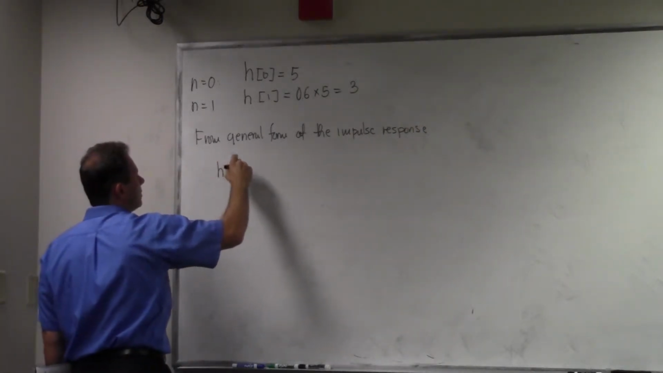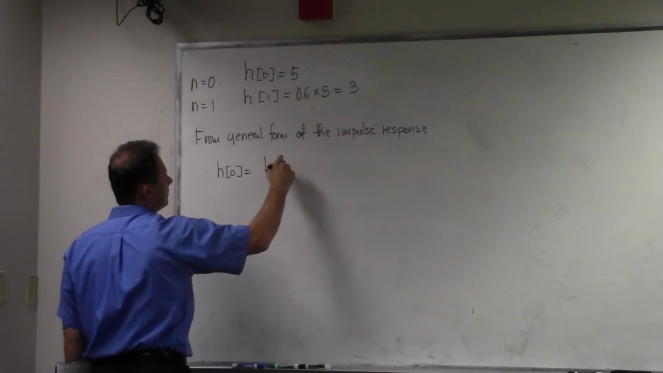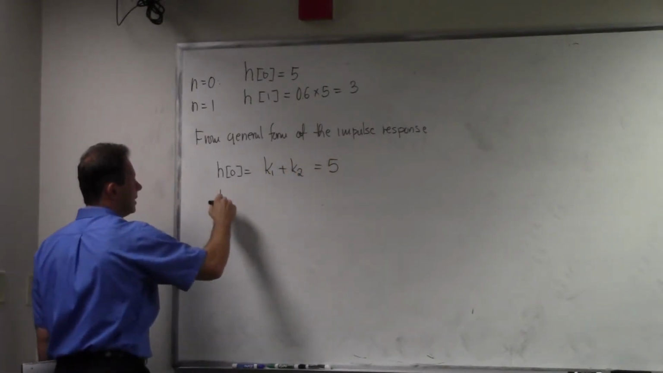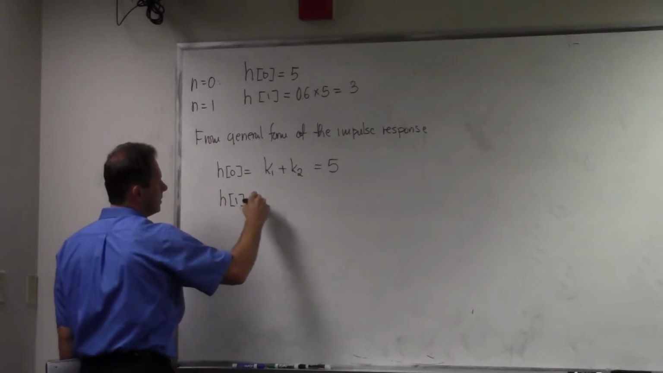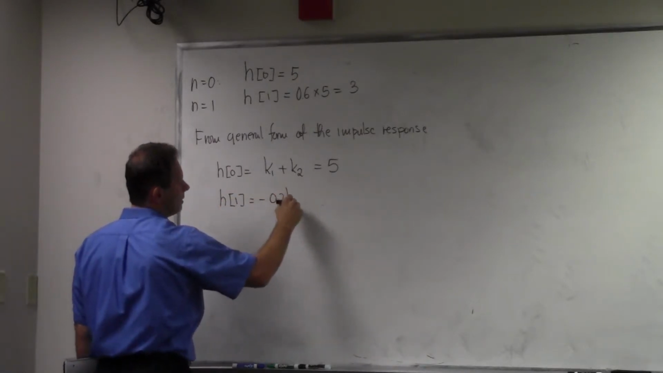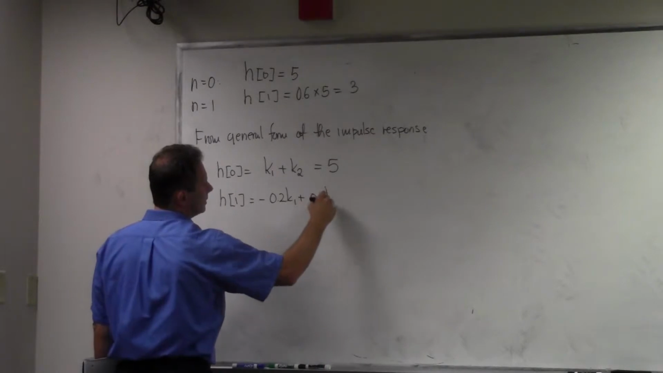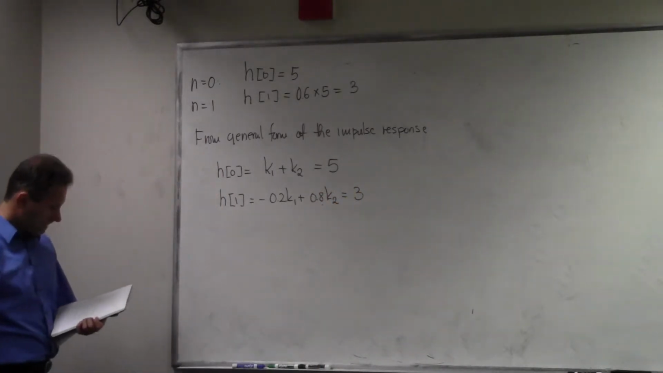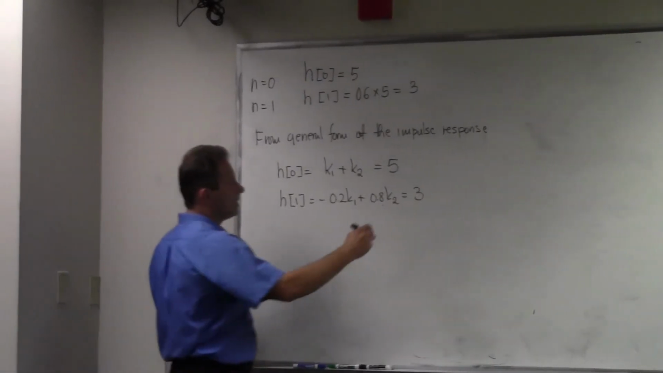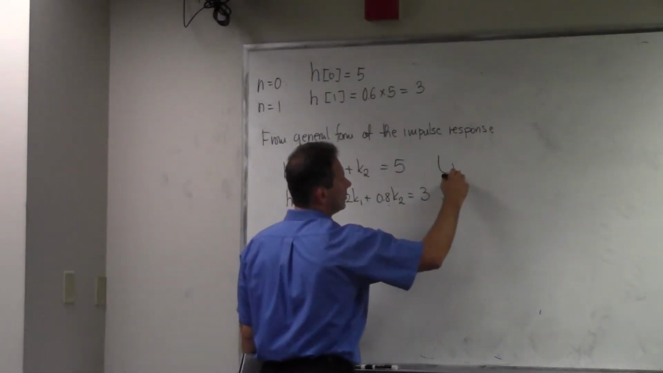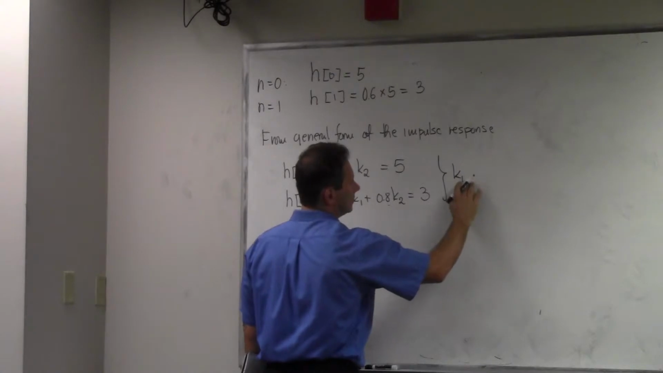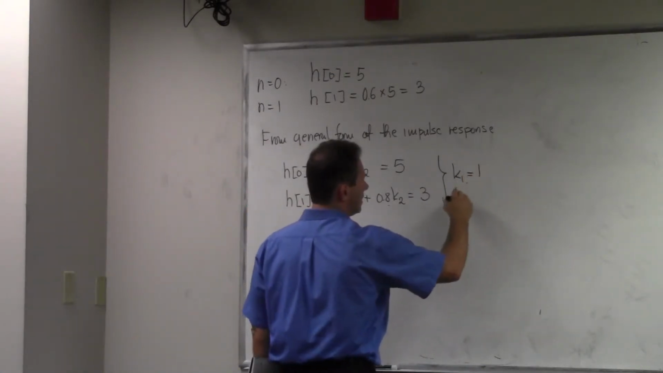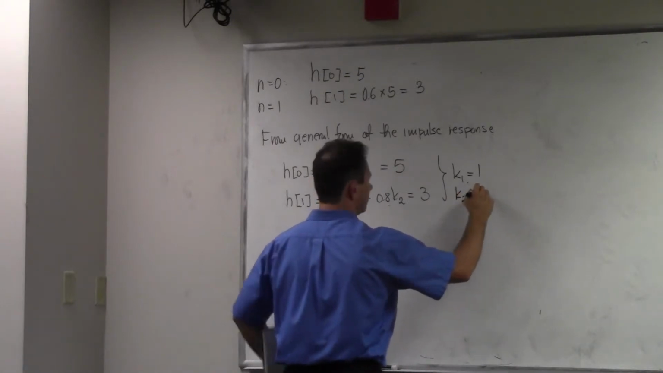h of 0 is going to be k1 plus k2, and that has to be equal to 5. And h of 1 is going to be minus 0.2 k1 plus 0.8 k2, and this has to be equal to 3. And when you solve for k1 and k2 from here, I'm not going to bore you with solving system equations, but k1 ends up being 1 and k2 ends up being 4.